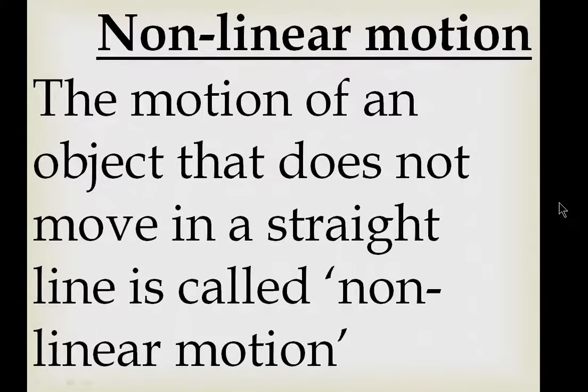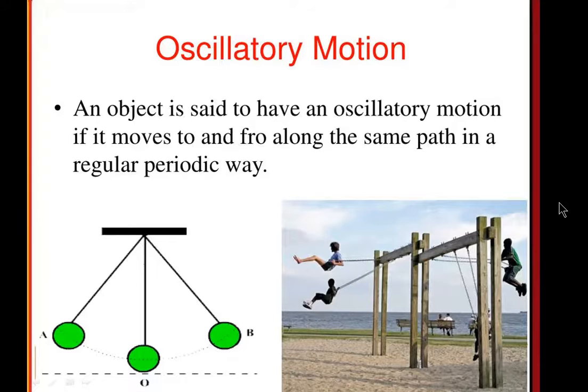So in the previous topic we have seen there were two types. In linear there were two types, uniform and non-uniform. Now we will talk about the non-linear. In this motion, the object does not move in a straight line, that is known as non-linear motion.